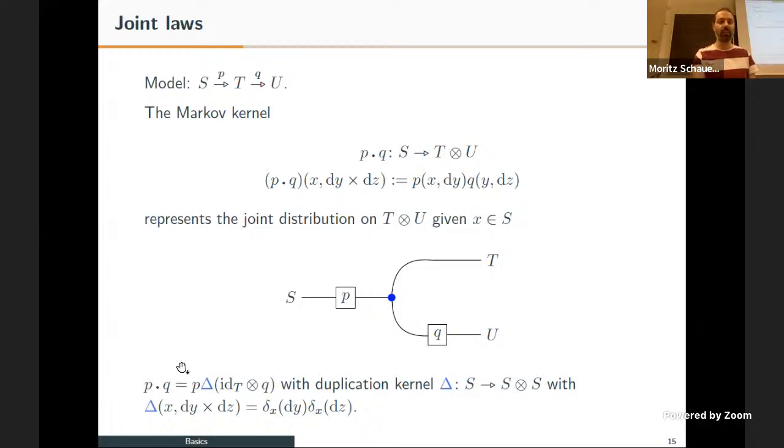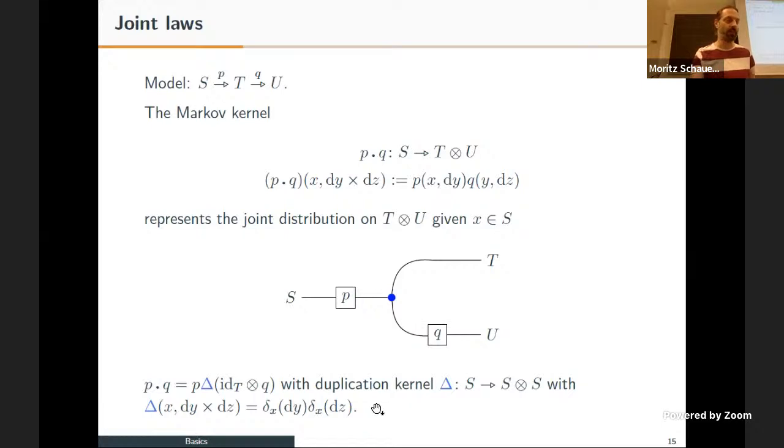I just wanted to say that I can equally represent the product measure as a composition of 3 Markov kernels. The first kernel is the Markov kernel B, but then I'm composing with a duplication kernel, which goes from S to S times S. And the duplication kernel, what is it doing? It just creates 2 copies of the input.